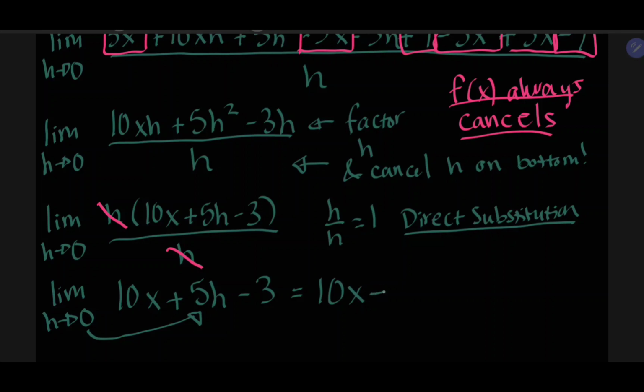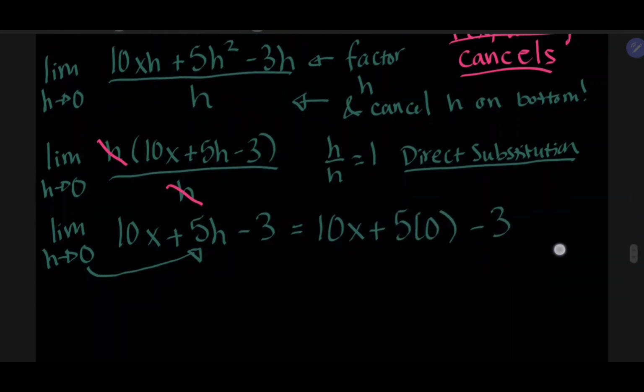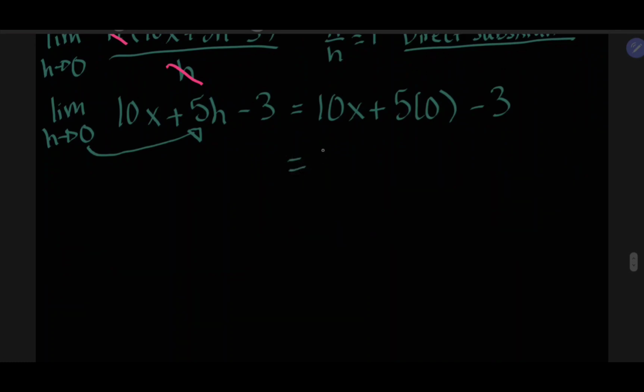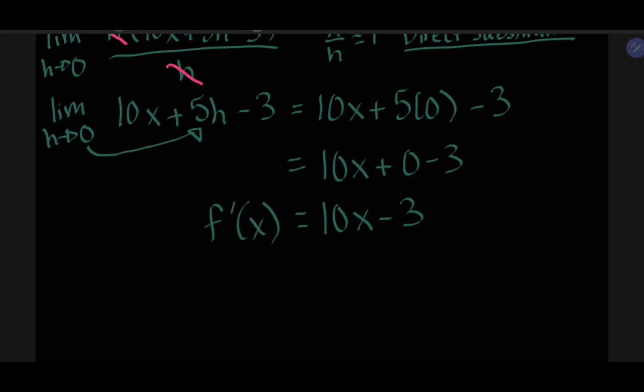So we'll just have 10x plus 5 times 0 minus 3. And to simplify that, we just end up with 10x plus 0 minus 3. So 10x minus 3 is our function for f prime of x. F prime of x, remember, is just your derivative, dy over dx, or y prime.